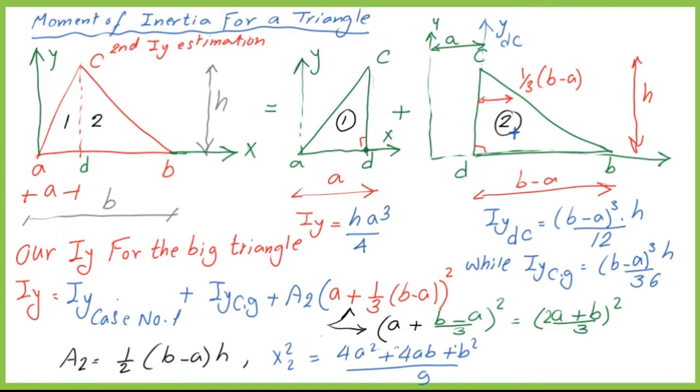Hello everyone, in this segment we are going to talk about the moment of inertia for the triangle, but this time we are going to estimate the IY, or the moment of inertia in the Y direction. Again, we have the triangle ABC with base equal to B and height equal to H, and we have two perpendicular axes X and Y.